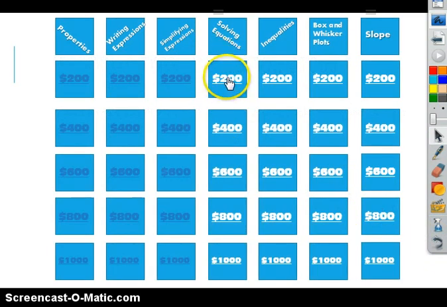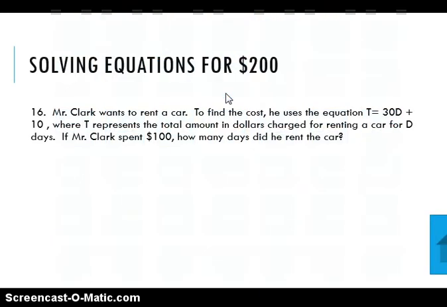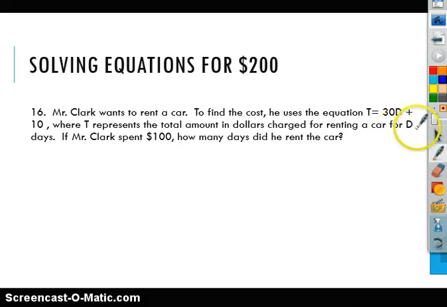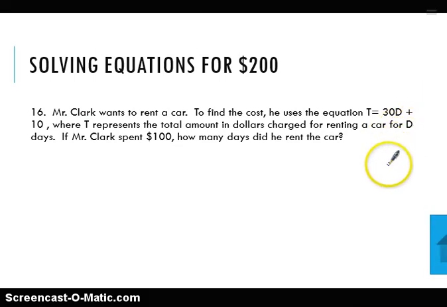Alright, solving equations for 200. Mr. Clark wants to rent the car. To find the cost, he uses the equation T equals 30D plus 10, where T represents the total amount in dollars charged in renting the car for however many days, D days. If Mr. Clark spent 100, how many days did he rent the car?